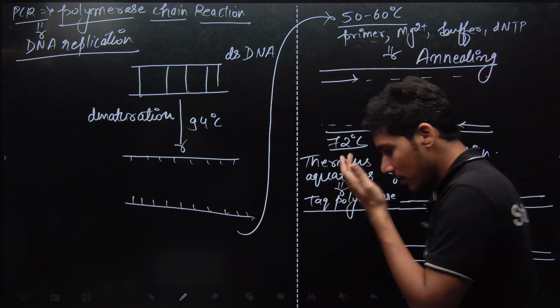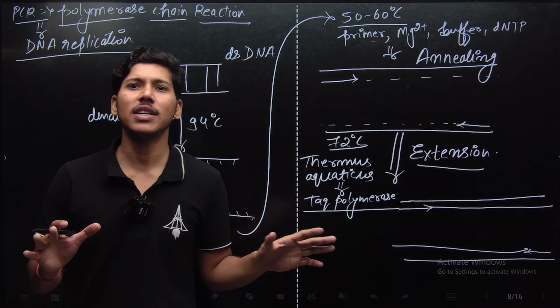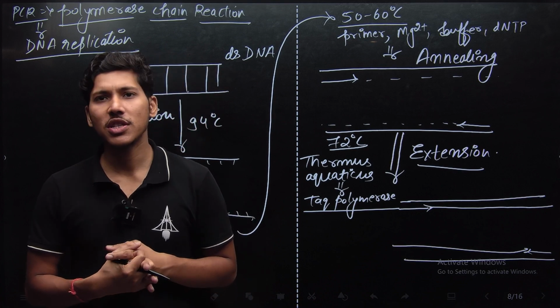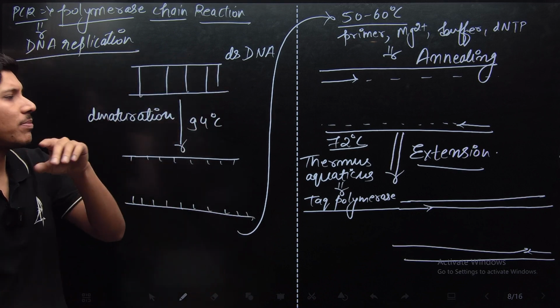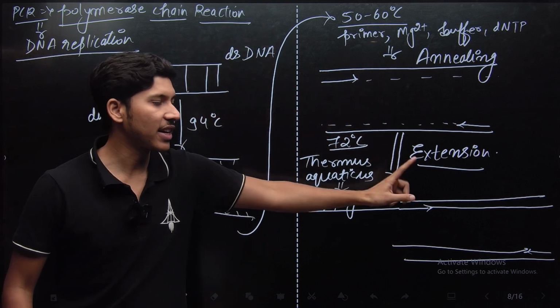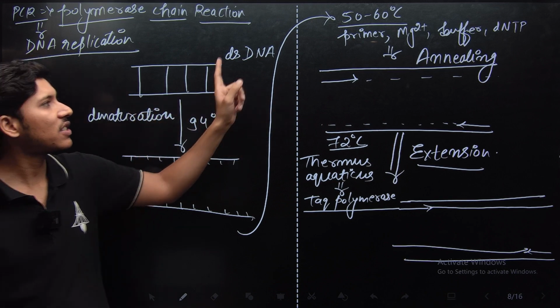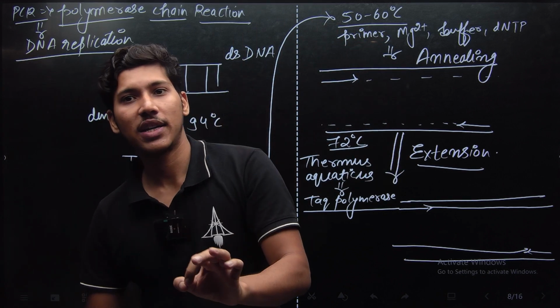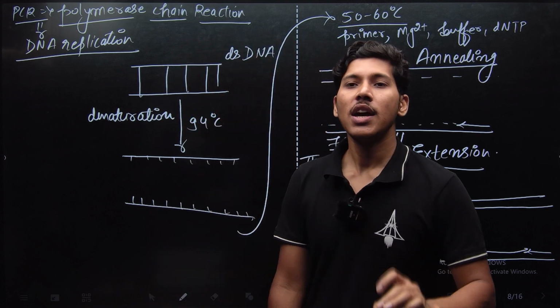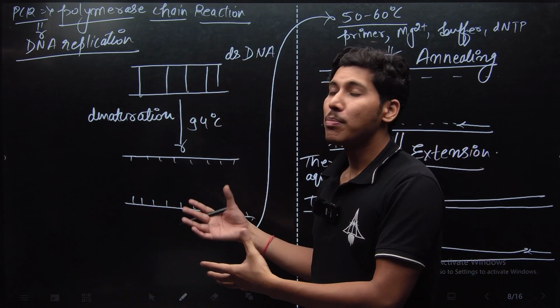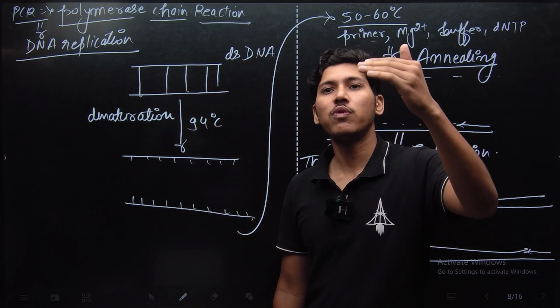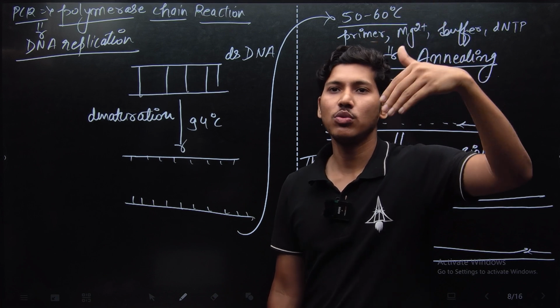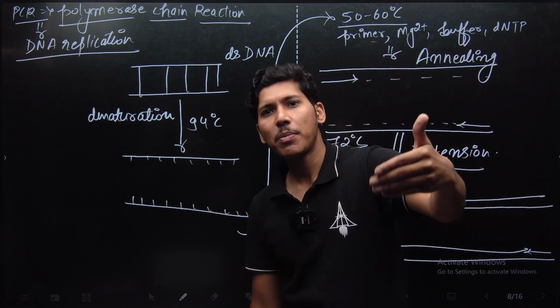Okay, so this is the basic process of PCR which involves 3 steps: denaturation, annealing and extension at 94 degrees Celsius, 50 to 60 degrees Celsius and 72 degrees Celsius respectively. Okay, clear? Now this is a type of exponential growth because 2 to 4, 4 to 8, 8 to 16, 16 to 32, 32 to 64, such things are happening here.